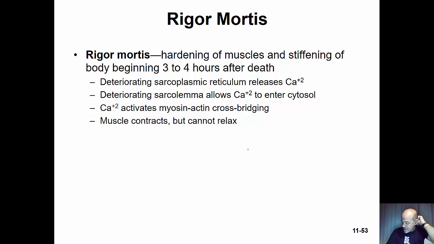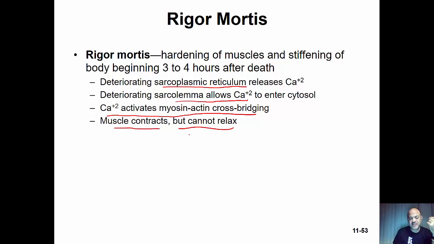Okay, so what's going to happen is, remember the blue network of sarcoplasmic reticulum that holds the calcium and keeps it away from the myofibrils where the troponin is, so it keeps it out of there. Well, the sarcoplasmic reticulum begins to break down. When it breaks down, the sarcolemma is going to release calcium. It's going to enter the cytosol. The calcium will activate the cross-bridging we talked about. What's going to happen here is the muscle is going to contract, but it cannot relax. Wow, that makes good sense.